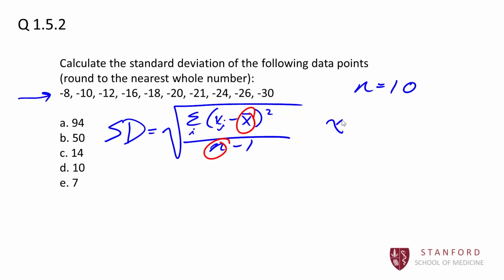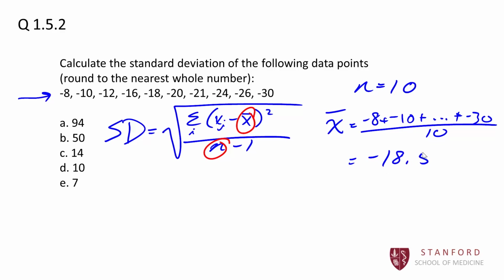And then the average is going to be negative 8 plus negative 10, etc. until negative 30 divided by 10. Okay, and the average this time is going to equal negative 18.5.